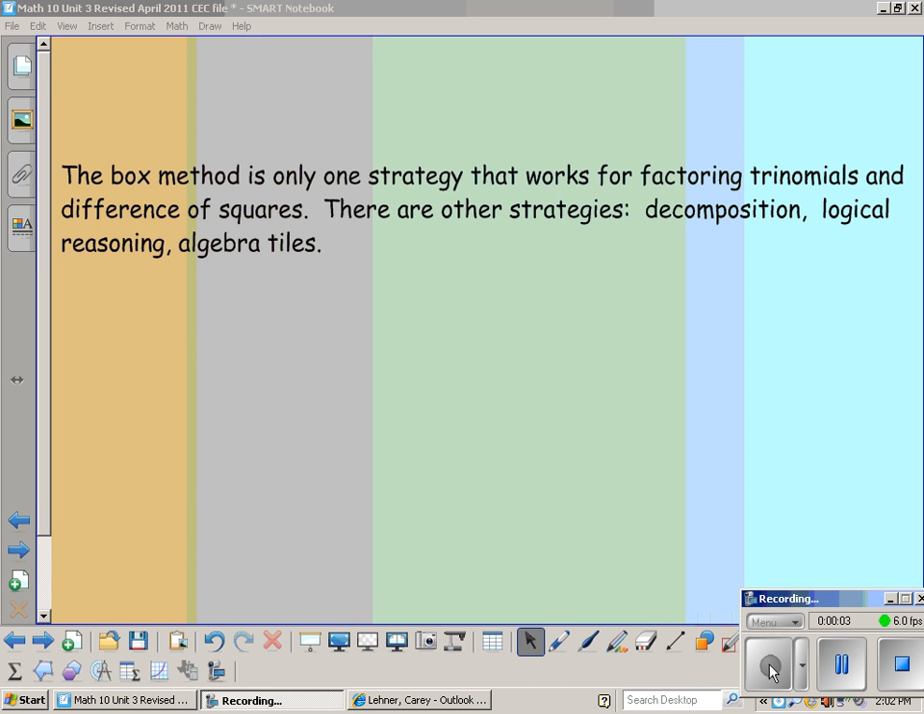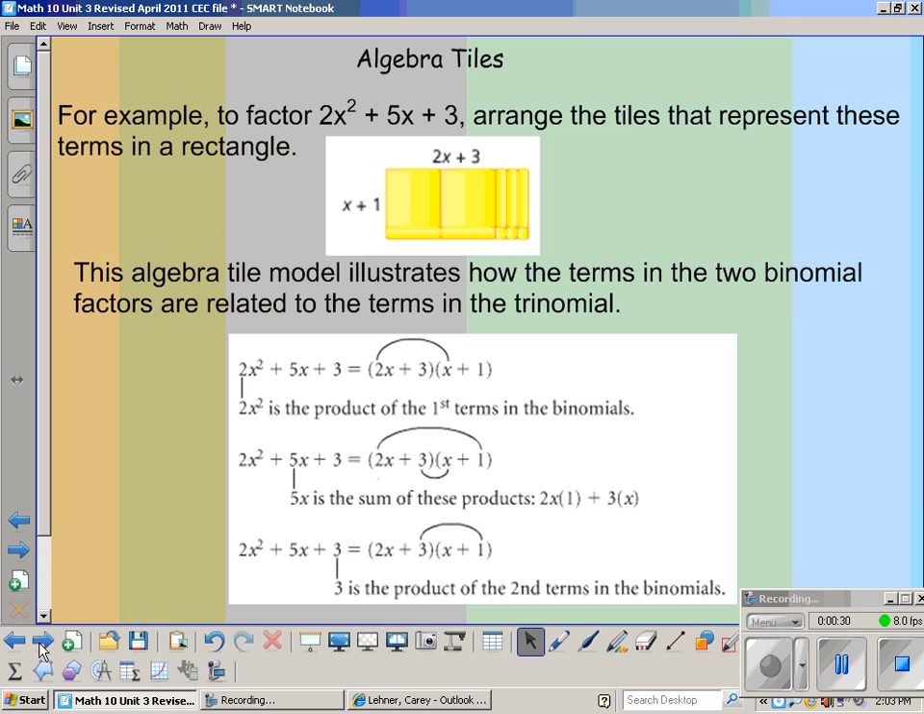So we focused on the box method and greatest common factor in this unit. However, the box method is simply one strategy that works for factoring trinomials and difference of squares. There are other strategies: decomposition, logical reasoning, algebra tiles. I'm going to show you an example of each of these other types, and if you struggled with the box method and one of these other types makes more sense to you, by all means, feel free to use it.